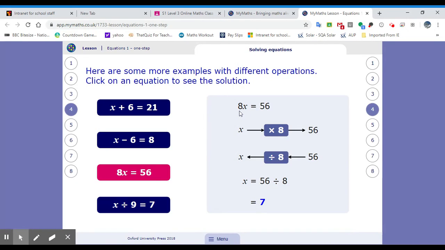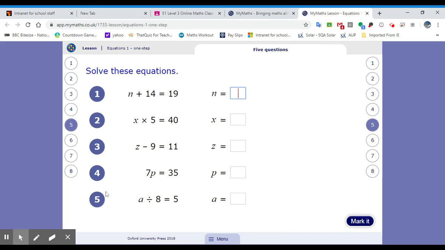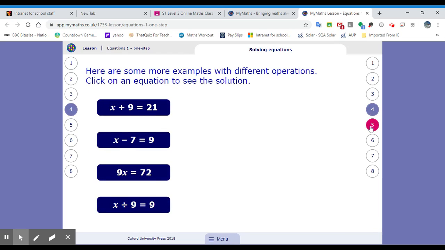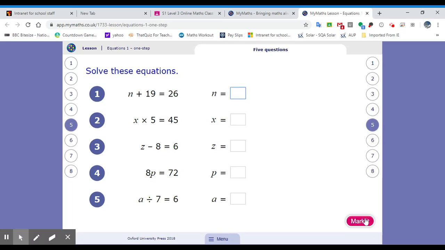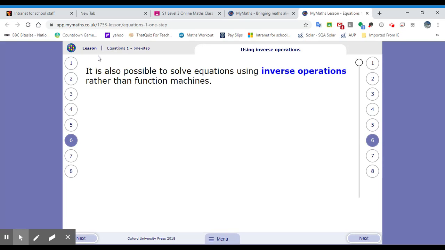When they're right beside each other, it means times, so the reverse is divide. And what do we do if it's divide? The reverse is times, okay? So it's maybe not the way we would normally write it out, but it's just to show you. Then you can try some questions yourself, so you can keep referring back about how to do things and then answer them yourself, press mark it, and then it's also possible to solve equations using inverse operations.